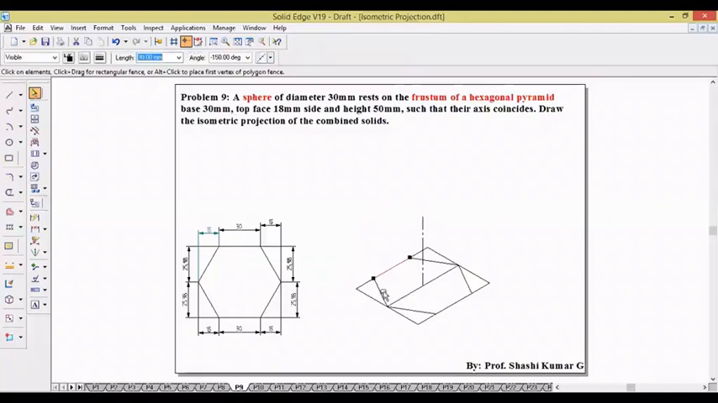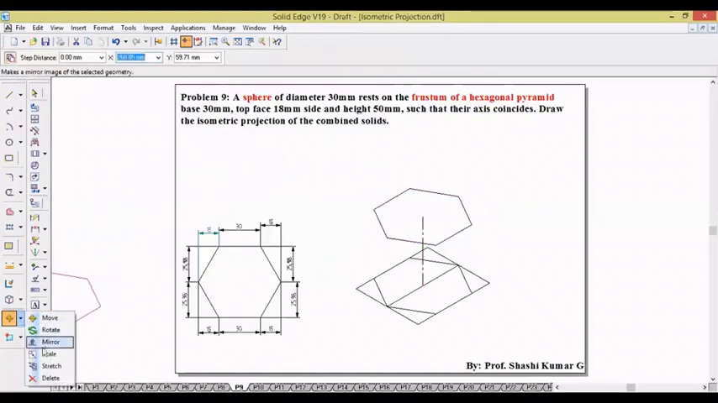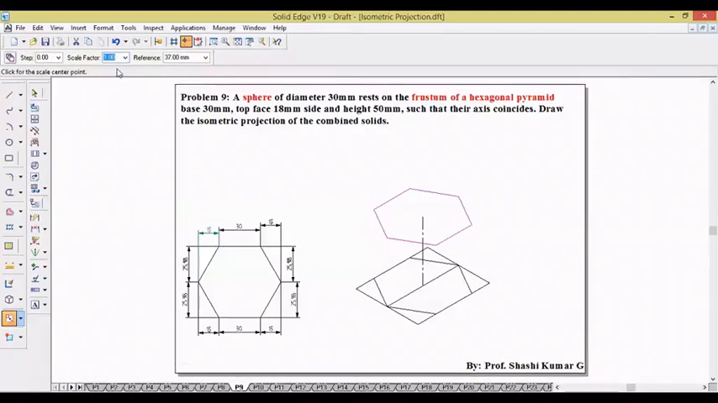Choose the base hexagon using control. Keep pressing control and select all the 6 sides of the hexagon. Go to move, switch on copy. Take a reference of this end point and place it on the top. And immediately you go to scale and reduce the scale factor.